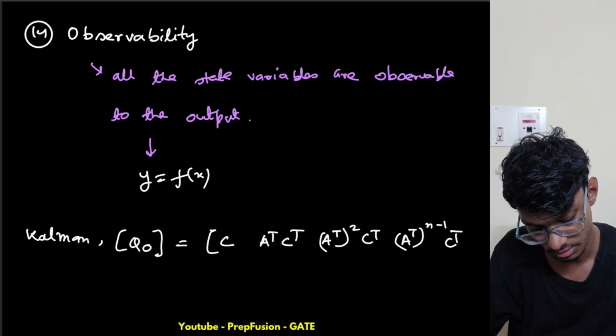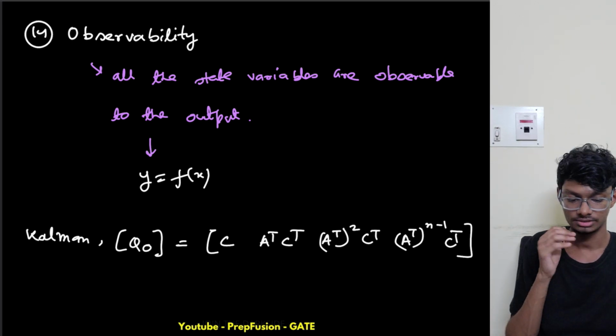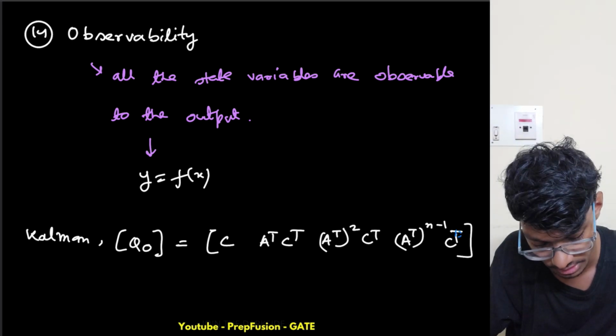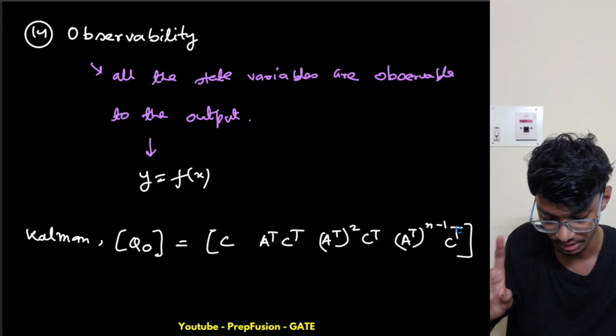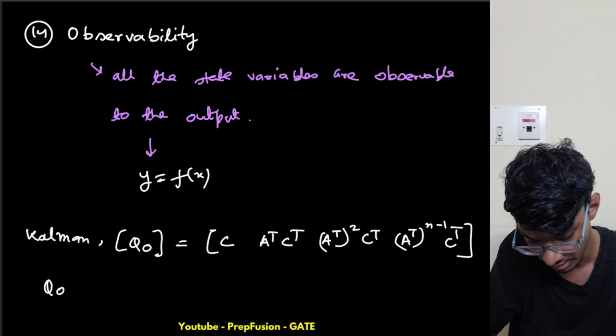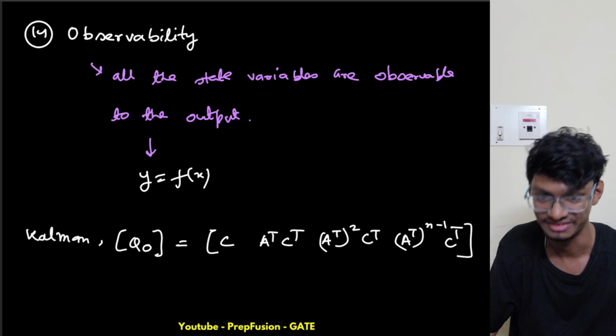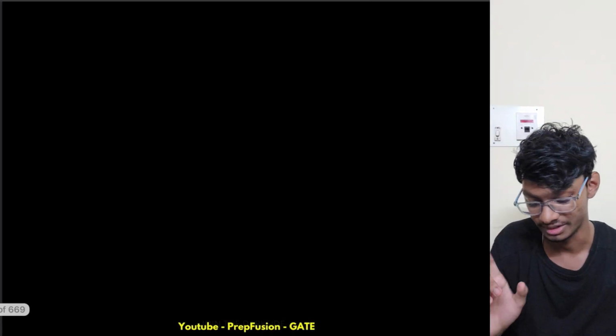N minus 1 C transpose. Okay, so this is what Kalman's test tells us, the observability matrix. But what I do is take the transpose of this one, though writing it here will be difficult. That's why they don't do it. Okay, but I will do it here.